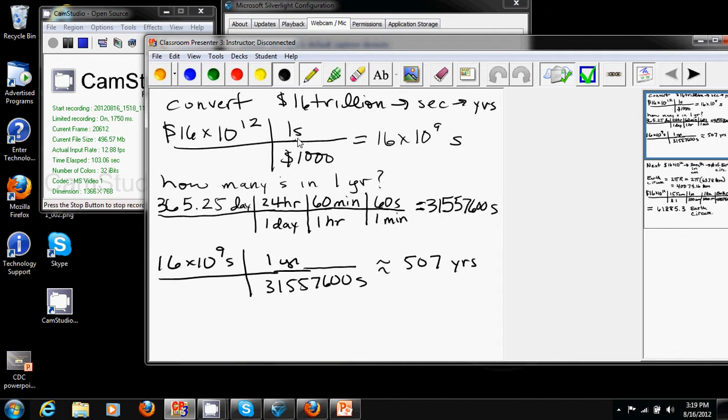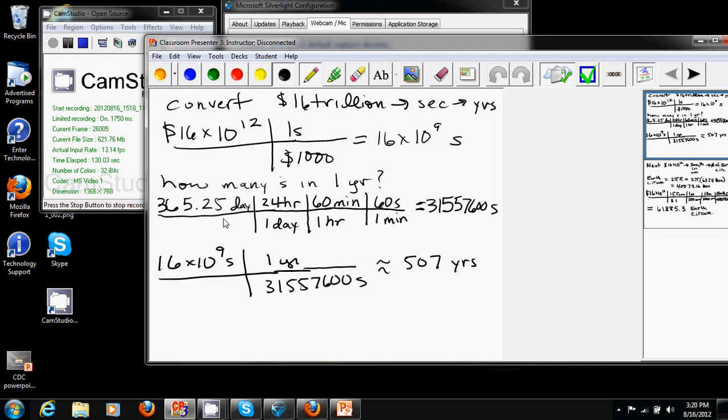I usually set up this little conversion matrix here. I put anything that I want to cancel out diagonally from one another. What you do is you multiply by everything that's on the top and divide by everything that's on the bottom. And then if you do that, you end up with 16 times 10 to the 9th seconds. Now you just need to take this time and convert it from a time in seconds to a time in years. But first we have to figure out the number of seconds in 1 year.